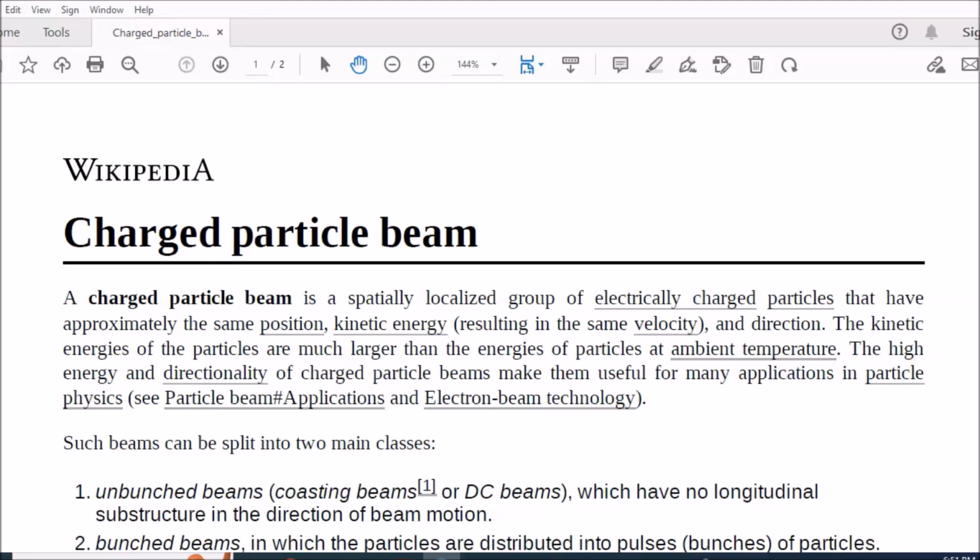The high energy and directionality of charged particle beams make them useful for many applications in particle physics. See particle beam applications in electron beam technology. So it says right here that they're useful for many applications in particle physics. You know, bunching things is a part of particle physics. And we're going to get into bunching later. We're bringing things to reality from a computer and a lot of other things. This is the power of a charged particle beam. So let's continue.